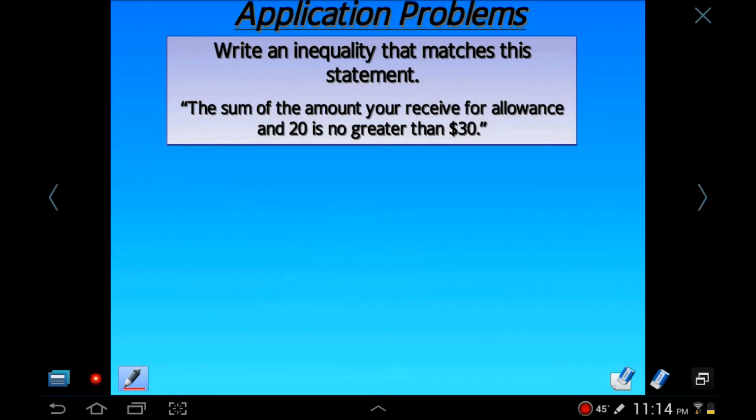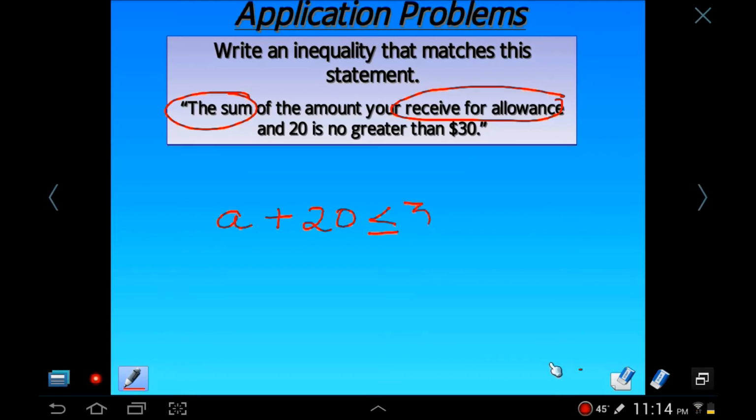Okay, so now let's put it all together. That means add. We're going to be adding the amount you receive for allowance. We're going to make that value A. 20 is no greater, so I'm going to put less than or equal to 30. And there you have it. Sum means plus. The amount you receive for allowance was A. That was our letter. Sum of an amount and 20 goes right there.